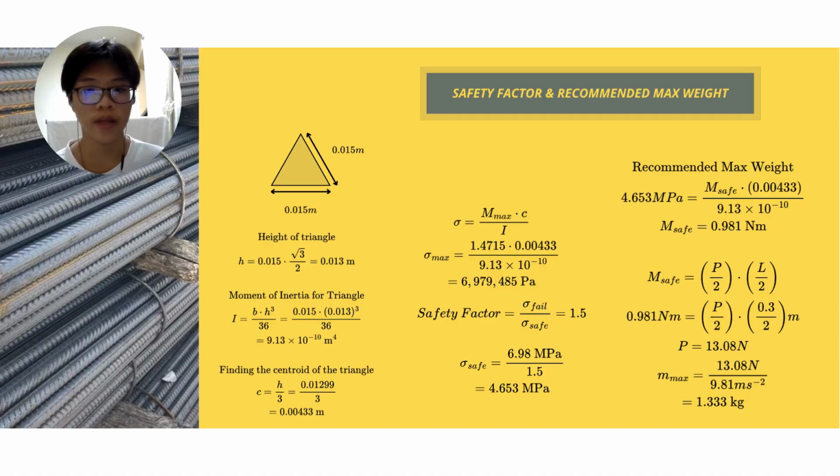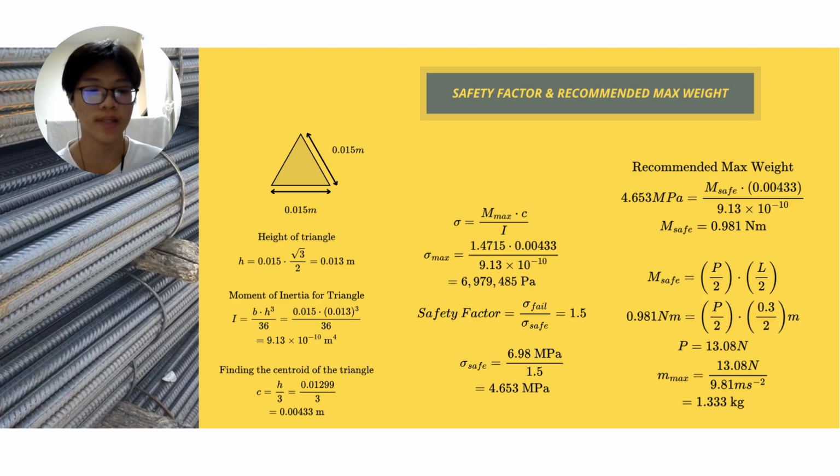Okay, so now we have to find the safety factor and recommended max weight. To find the safety factor, you have to find the maximum tension, which can be found with the centroid and the inertia, which is shown on the left side here. And from that, we're able to find the maximum tension the spaghetti bar is undergoing, which is 6.8 megapascals.